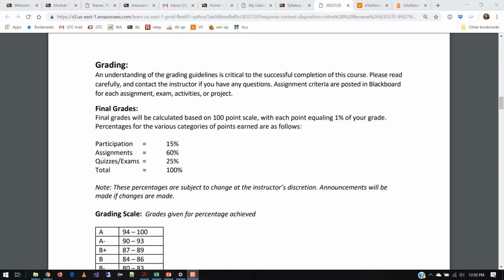All right? The assignments, meaning regular weekly assignments, like discussion board things, papers, presentations, whatever, will be 60% of your grade, so 60 points. And then quizzes and exams will total up to 25. So all that equals 100 points.